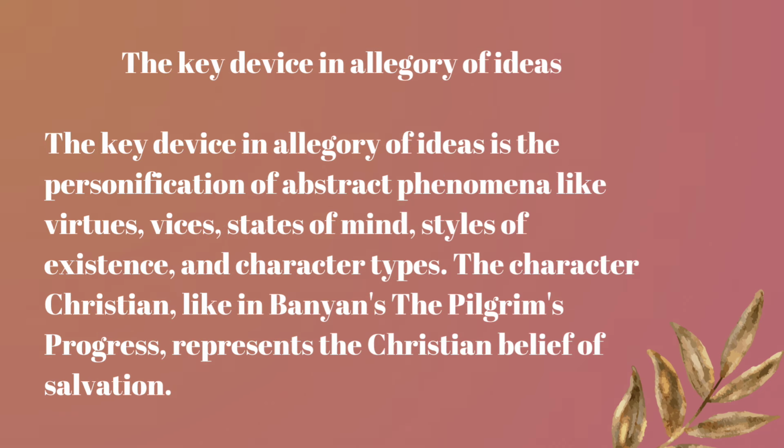Now, what is the key device used in an allegory? That's the personification of abstract ideas like vice, virtue, beauty, truth. We can't see all of these, but in an allegory, we may encounter them as persons. For example, in Bunyan's Pilgrim's Progress, the character Christian represents the Christian's belief of salvation. We can't see a belief, we can only feel it. But here in an allegory, we will see it standing in front of us as a person and acting accordingly.